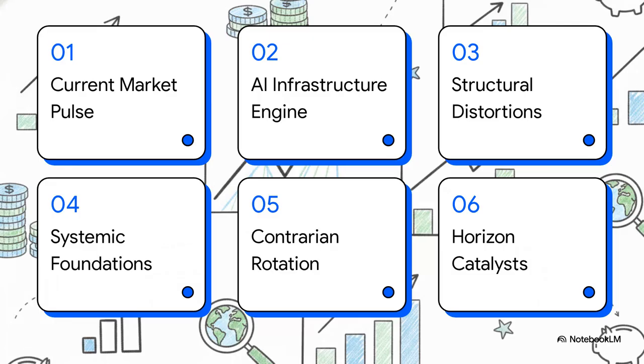Here's our agenda for today's sweep. We've got 6 modules. 1. The current market pulse. 2. The AI infrastructure engine. 3. Structural distortions and squeezes. 4. Systemic foundations and bottlenecks. 5. The contrarian rotation playbook. And finally 6. Upcoming horizon catalysts. Let's move on.